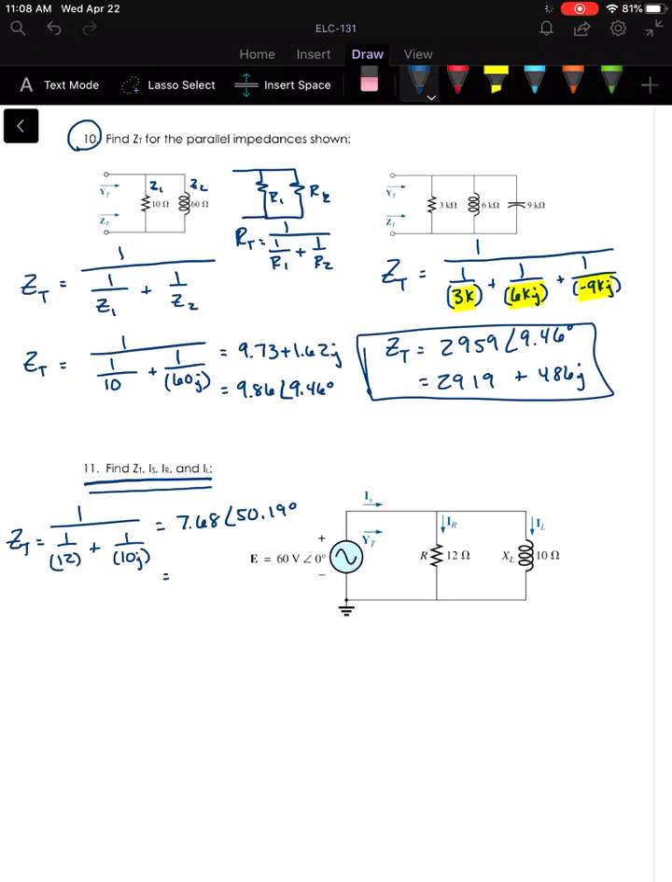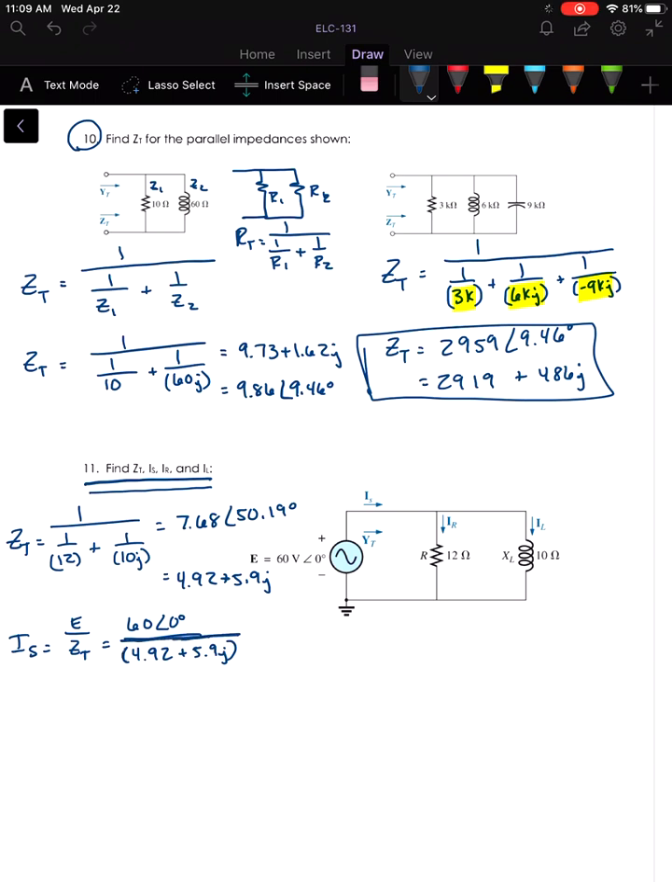let me just check to make sure this is right. Okay. Should be 4.92 plus 5.9J. Okay, so you can use either one when you go to find I sub S, which is just going to be E over ZT. So we've got 60 volts at 0 degrees. And like I said, you can use either form, the rectangular form or the polar form.